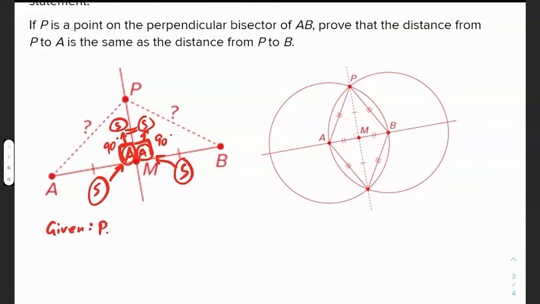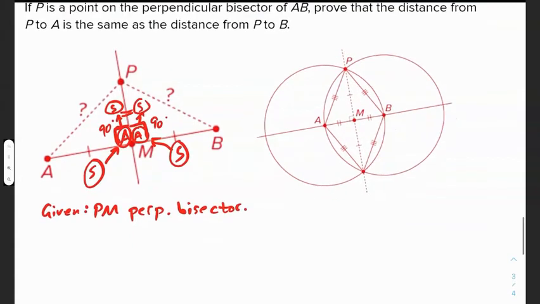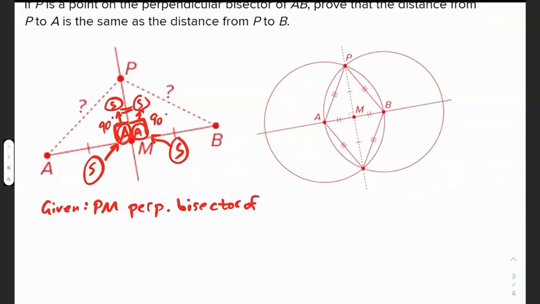All right, PM is the perpendicular bisector of AB, I should say. So first things first, we know that AM is congruent to BM. And that's by the definition of a bisector, right? I'll just go ahead and say perpendicular bisector since that's what they gave us.